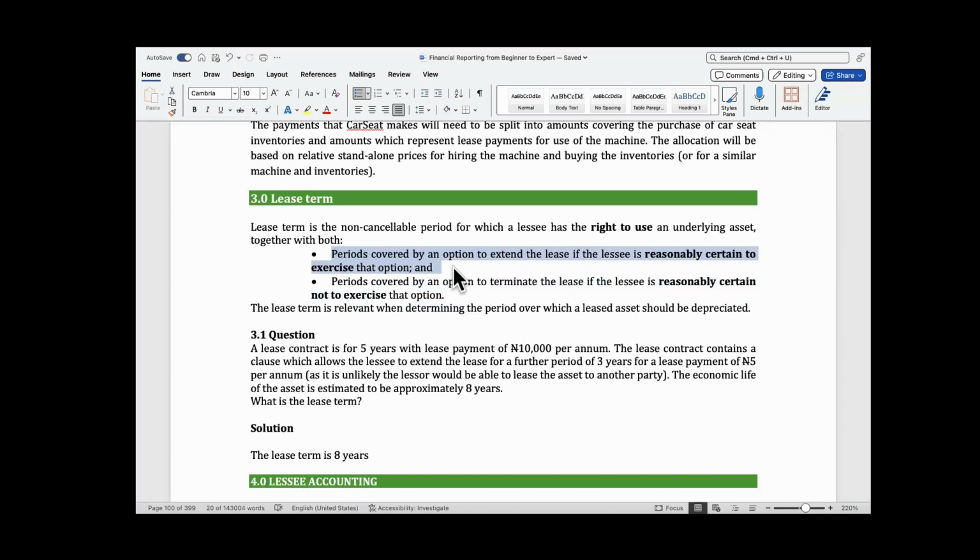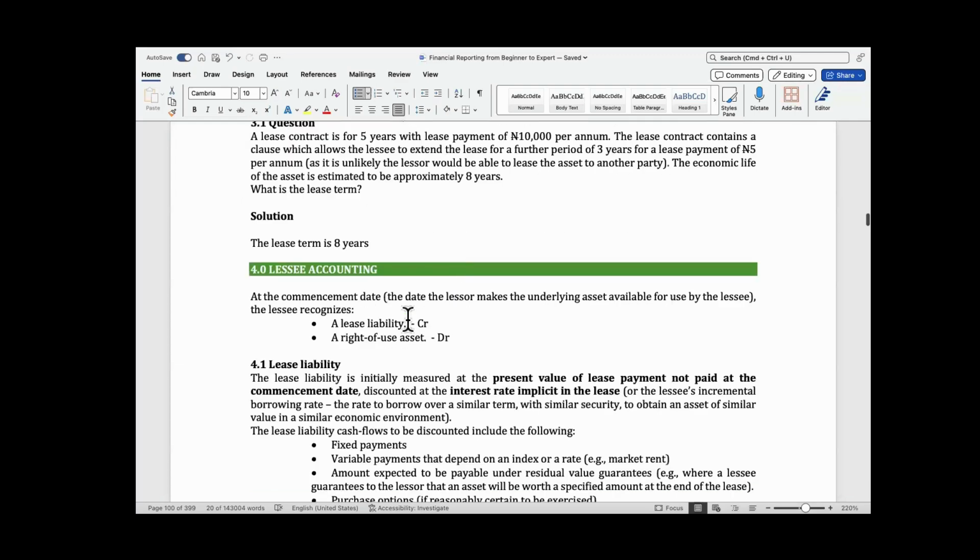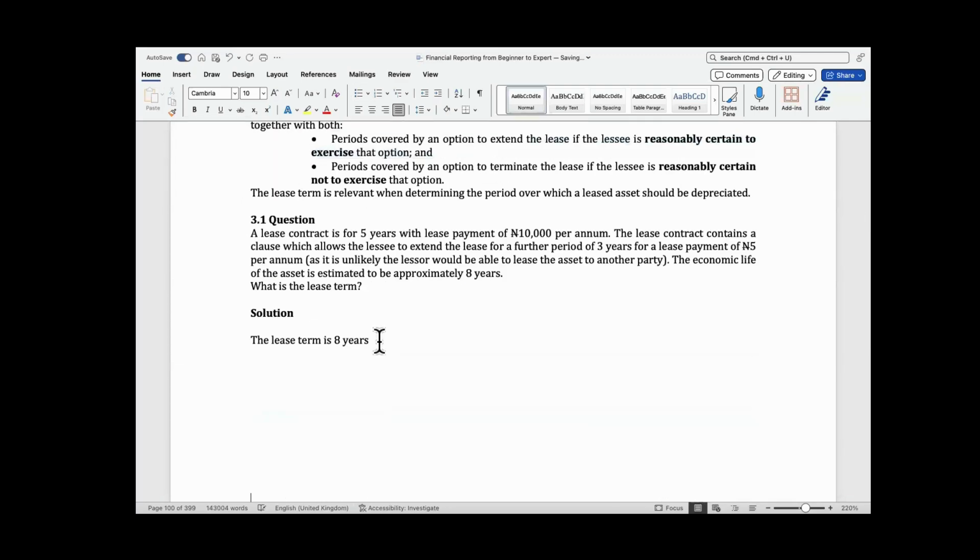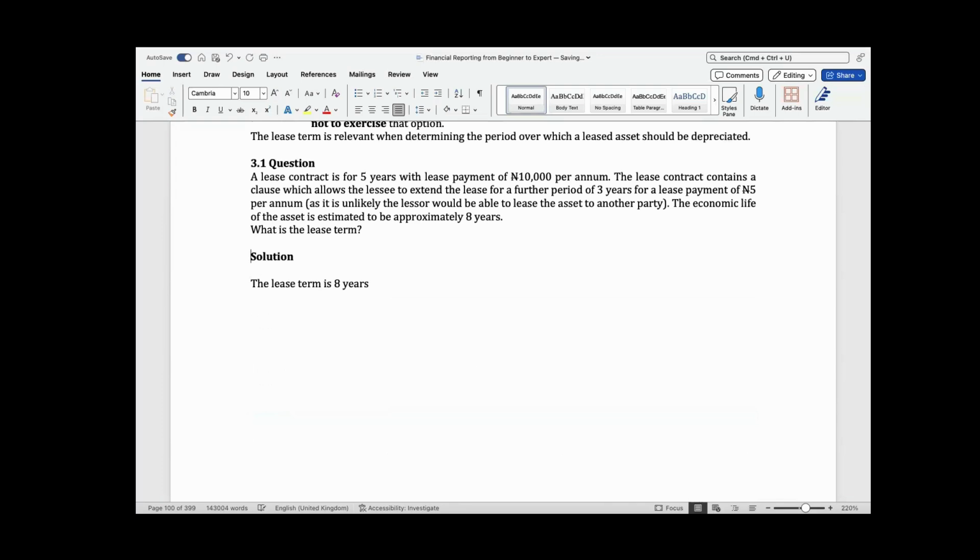Okay. Now, let's go to how to account for leases. I want us to go through it together. There's a way I want us to look at this together today. So let's look at accounting for lease, right? I will start with lessee accounting.